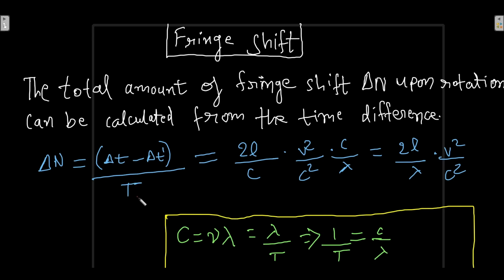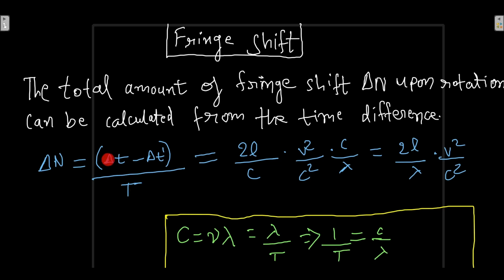Now dividing by capital T is the same as multiplying by 1 by T. 1 by T can be replaced by c by lambda. How? C is equal to nu lambda, and nu is equal to 1 by T, so c is equal to lambda by T, and 1 by T is equal to c by lambda.